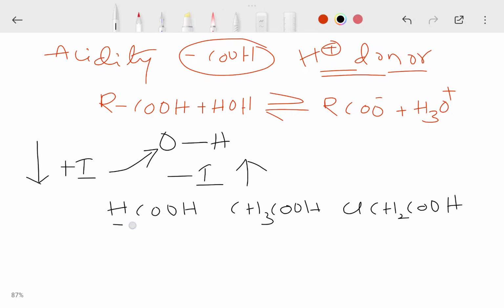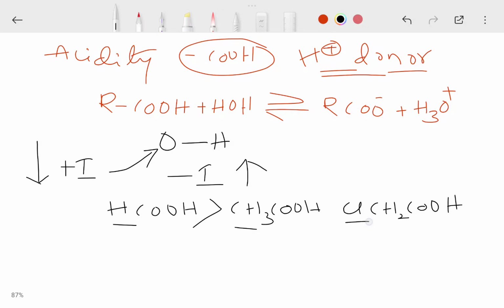In the first example, there are no plus I groups or minus I groups. Here one CH3 group is there. CH3 means plus I group, an electron releasing group. Plus I groups increase the electron density on the OH oxygen, and the bond dissociation decreases. That means the acidic nature is less; acetic acid is less acidic than formic acid. Formic acid is more acidic than acetic acid.